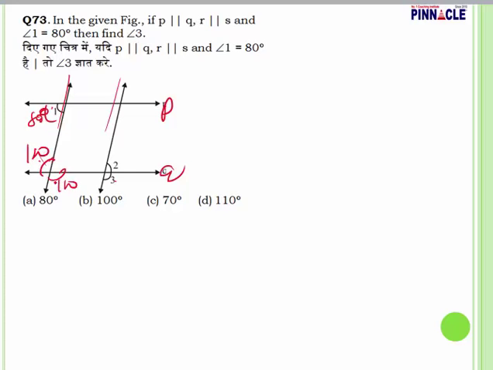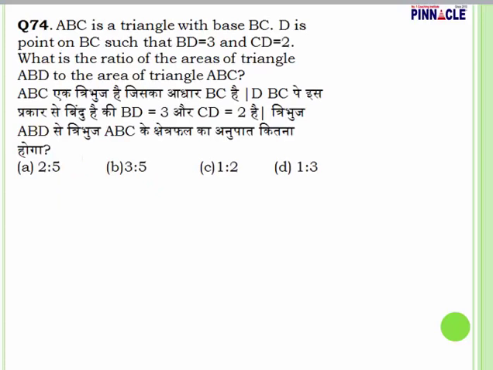If this is 100, then this would be 100. Why? Because vertically opposite angles are equal. So if this is 100, then this is 100. So these are parallel, so you can say these are corresponding angles. If this is 100, then this would be 100. This will be a vertically opposite angle. Answer is B.